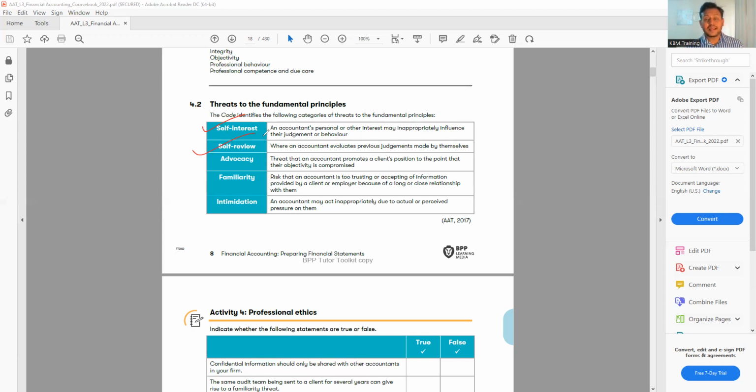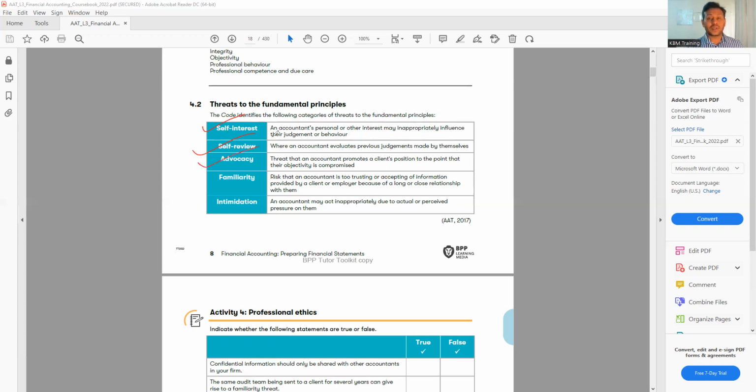Or for example, if you are the accountant, you prepare the financial statement, and you are also the auditor who checks the financial statement, then actually you are checking your own work. When you check your own work, this is called a self-review.